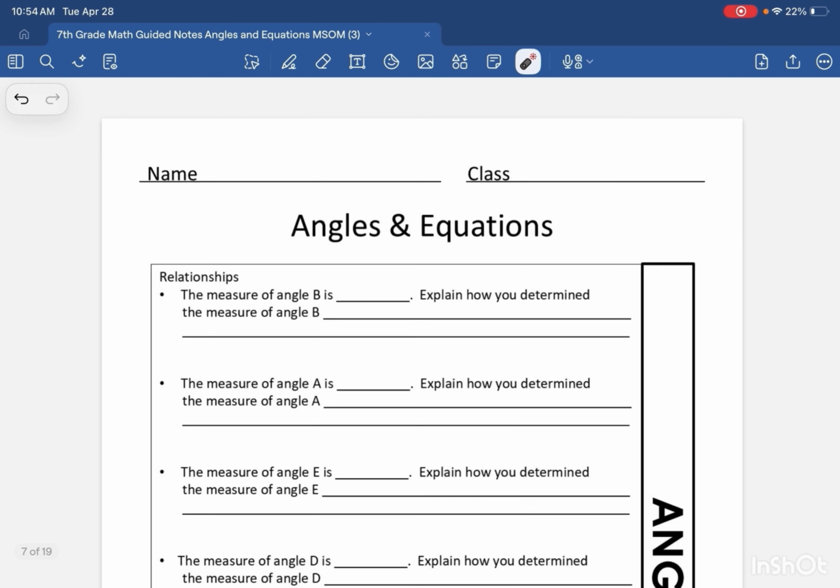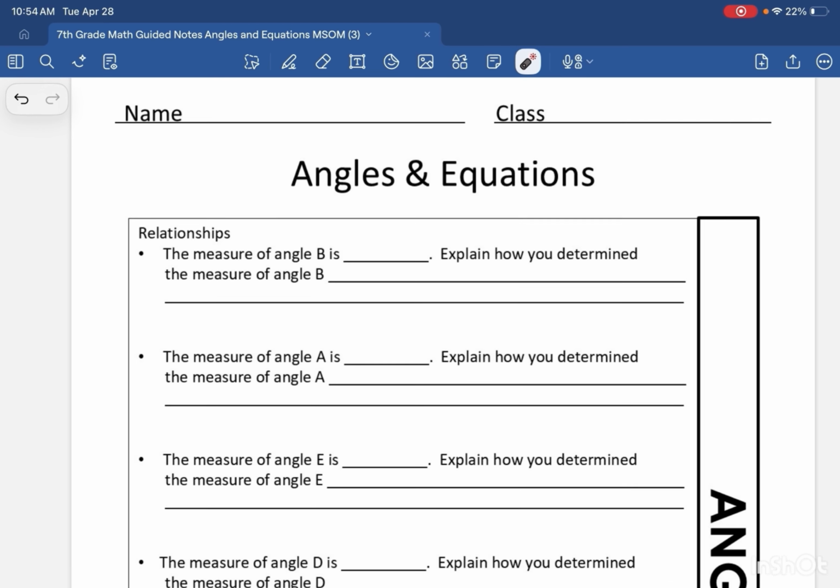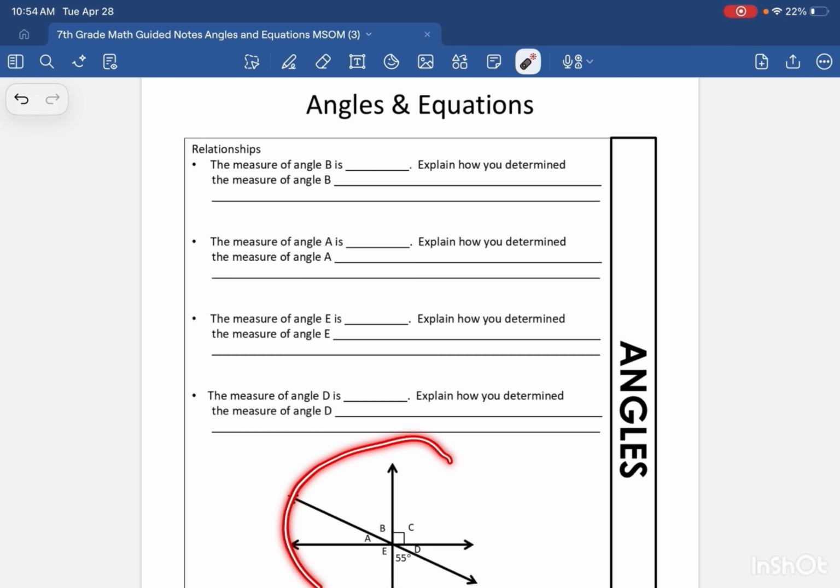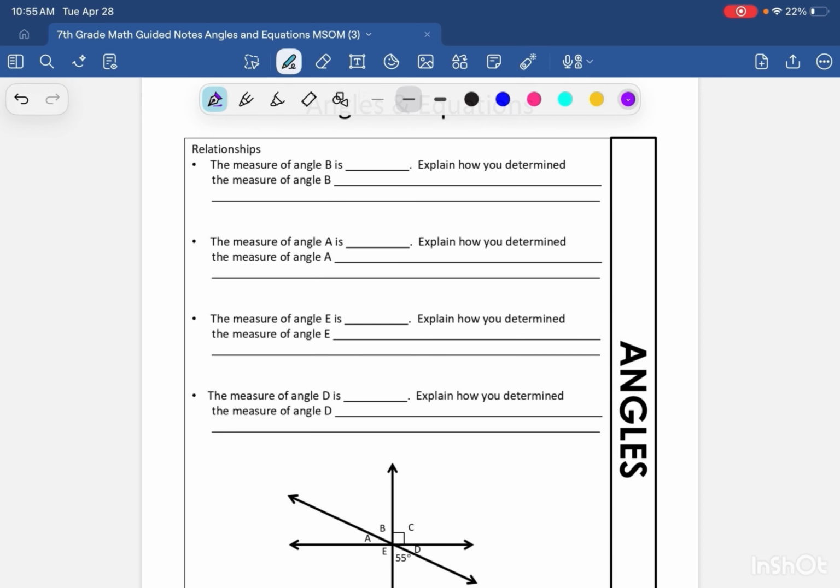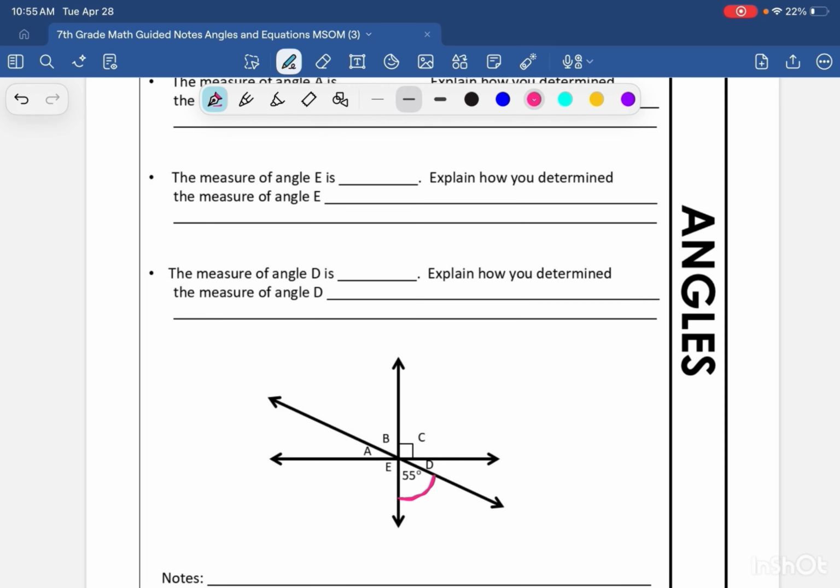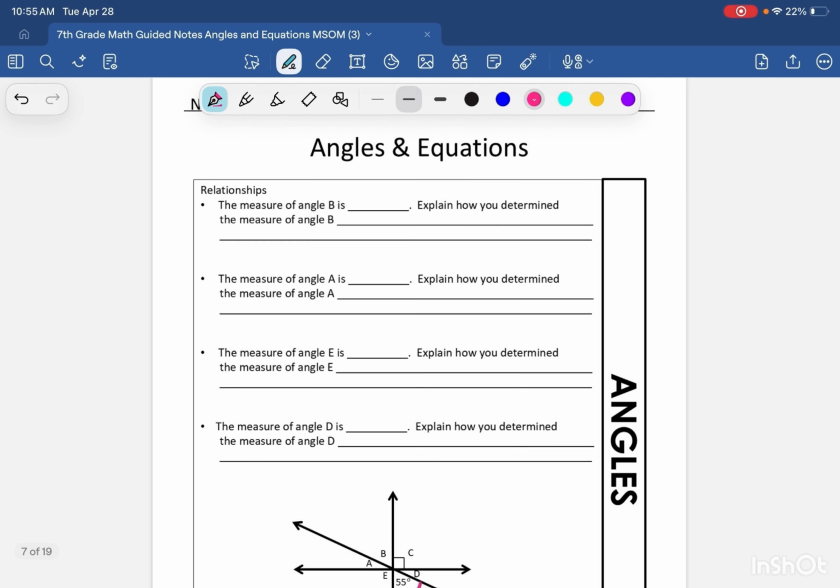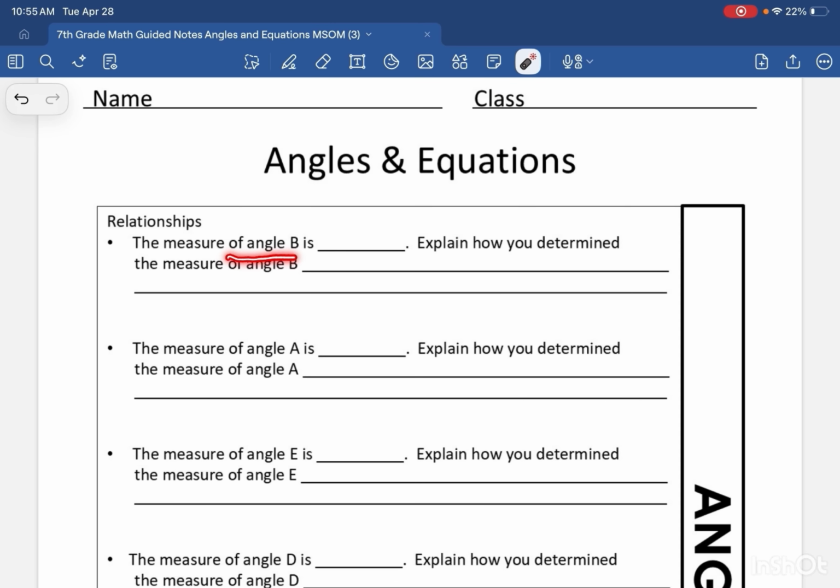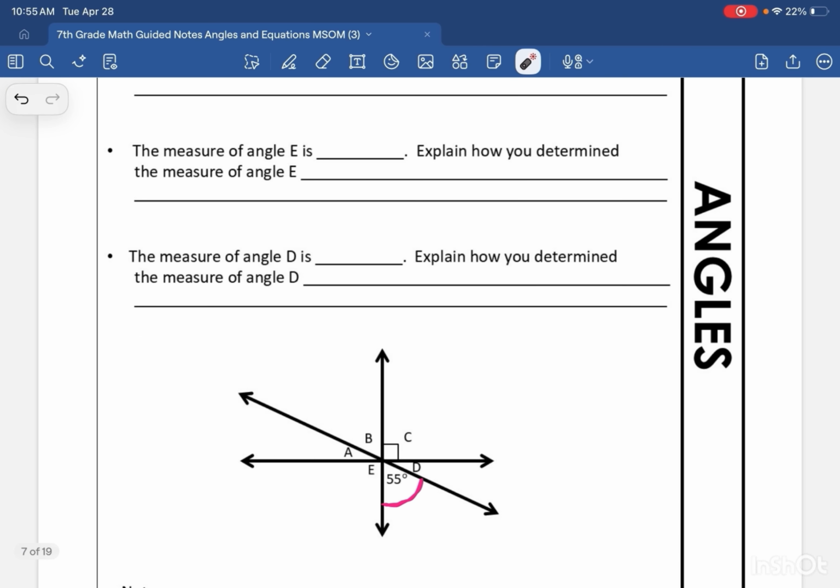Angles and equations. We're going to use our knowledge from the definitions and this diagram down here below to answer these questions. Now, if you look at this diagram, it tells me that this angle right here is 55 degrees, right? That's given. Okay, let's go back up here and see what it's asking me. It's asking me the measure of angle B, and then I'm supposed to explain how I figured that out. So let's go down here to angle B.